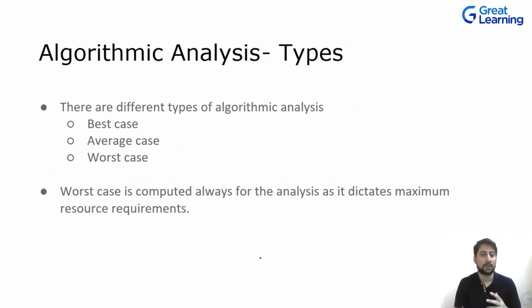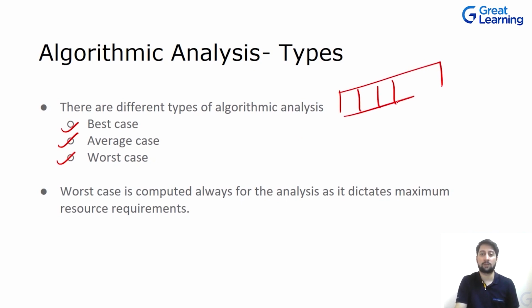a given problem. So, there are different types of algorithmic analysis: best case, average case, and worst case. The best case is obviously when you are searching for an element in an array of, let's suppose, 100 size, or 1000 size. If you're talking about linear search, the best case scenario is that the element you're trying to search is the first element. Done. This is your best case and it requires a constant amount of time.